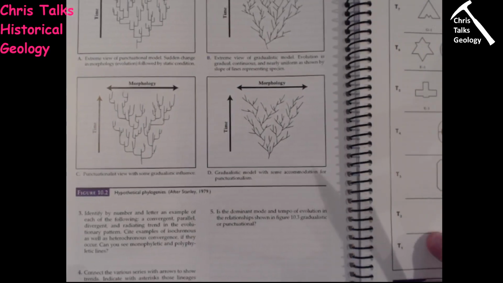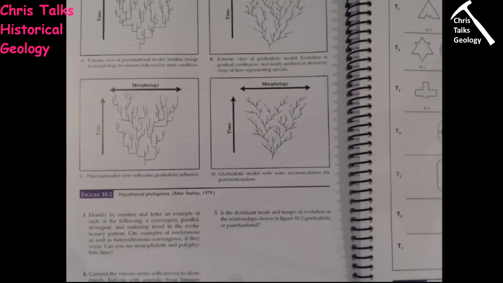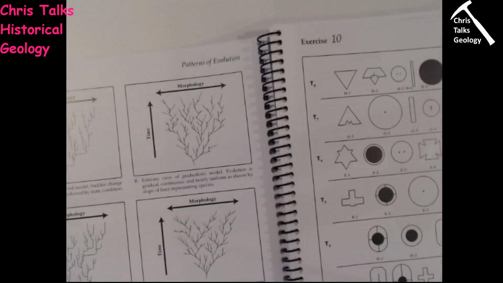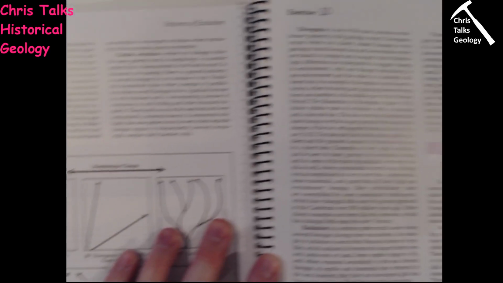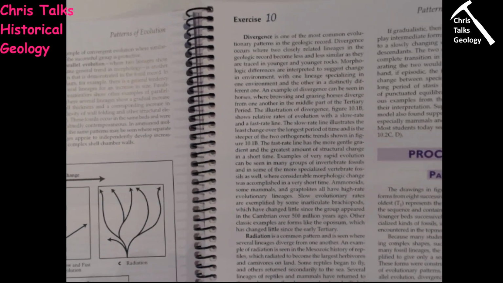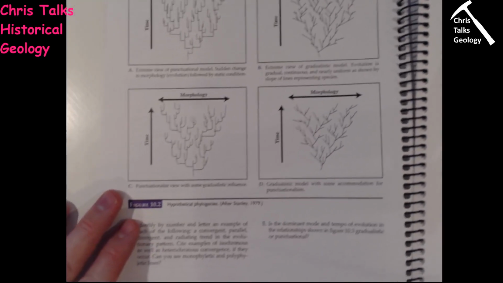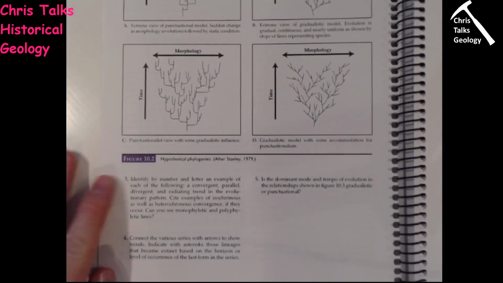Okay, so that's a relatively simple one. If you don't understand what convergent, parallel, divergent, and radiating mean, number 1, you can refer back to the lecture, and number 2, you can refer back to the wonderfully written and highly detailed text at the beginning of the exercise. All right. So next we have question 4.